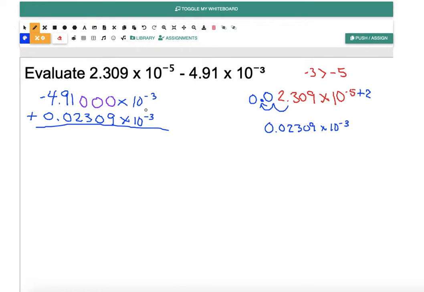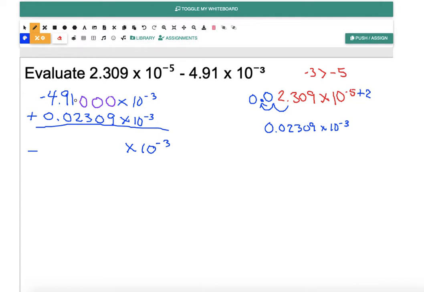Alright, so like before, you're going to keep the common factor here, which is 10 to the -3. That stays with you. At the end of this, I know that my number is going to be negative because 4.91 has a larger absolute value than 0.023. So I'm actually going to end up subtracting because they're differing signs. You have a negative plus a positive, and that is going to end up as a negative because the negative number has the greatest absolute value.